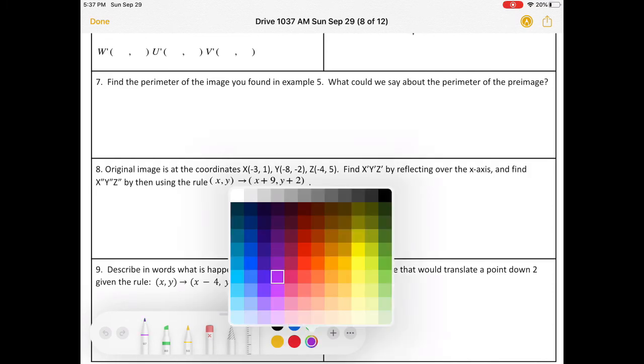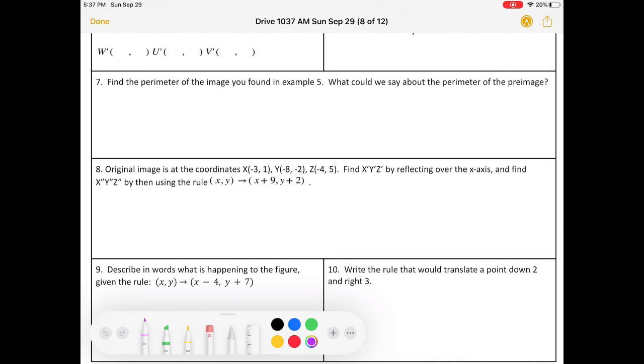Okay, and so a couple different questions here at the bottom. So find the perimeter of the image you found in example 5. So if you're looking at 5, you need those coordinates, and they're wanting the new image, all right? So we're going to find the distance of each side. So this is really kind of thinking back to when we did distance in unit 1A, okay, where we did the triangles, we found the perimeter, all that.